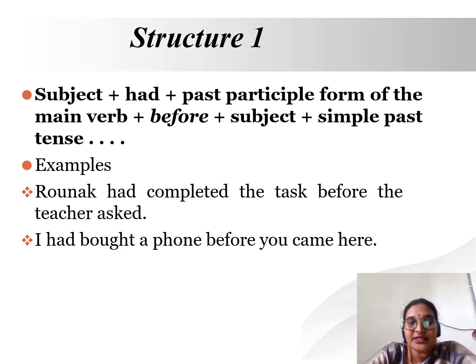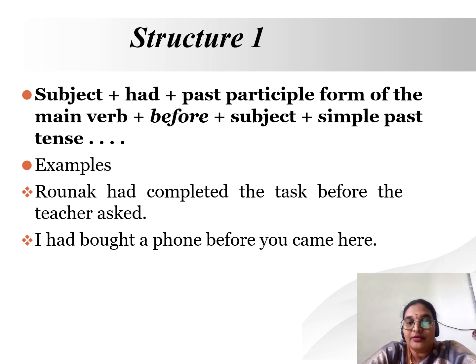If you can see the structure of past perfect tense: subject plus had plus the past participle form of the main verb. You can take the help of before in this, because we want to mention two actions which were done in the past. For example, Raunak had completed the task before the teacher asked.